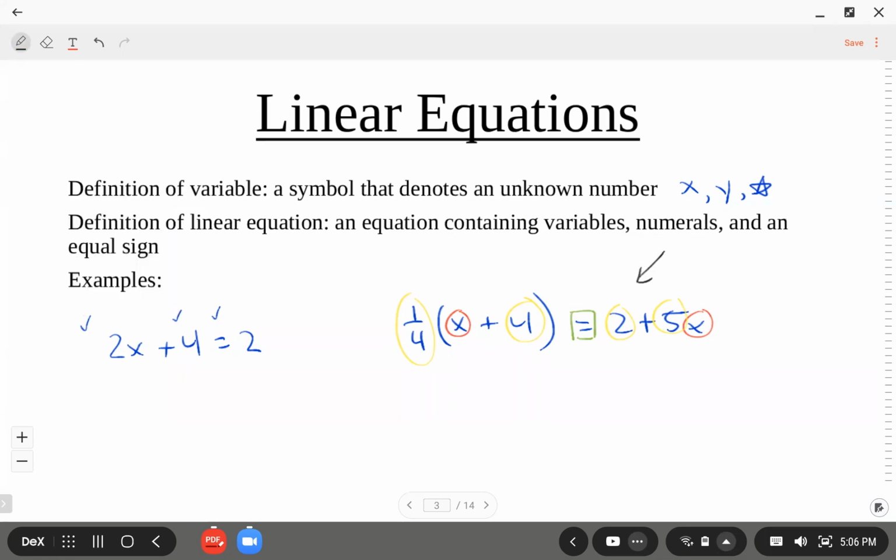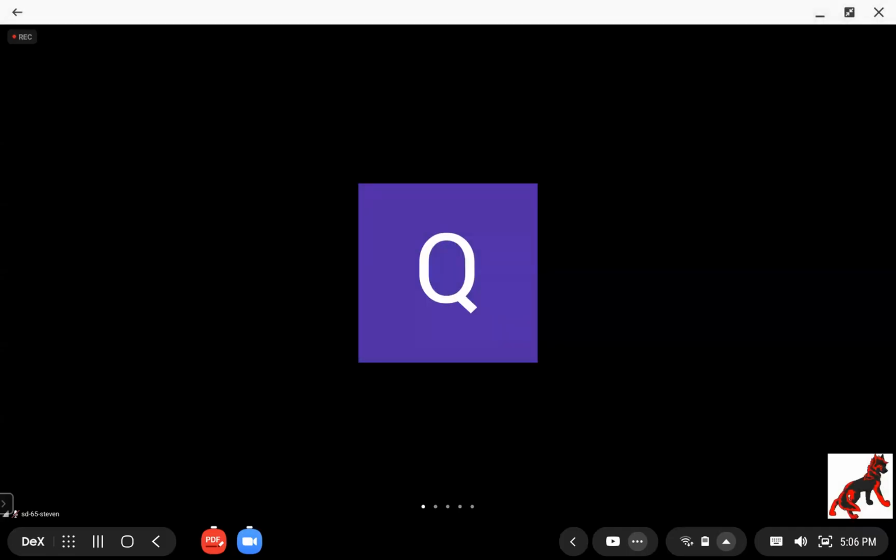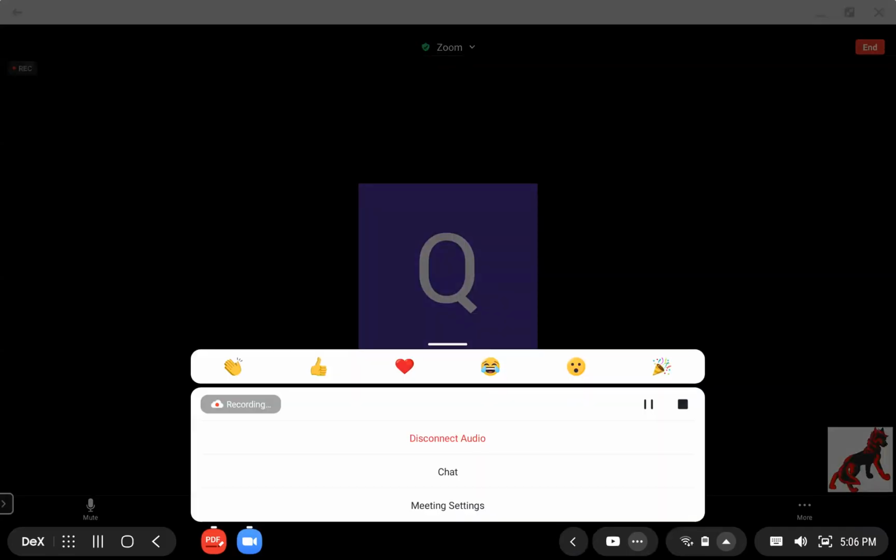Now that I've given a few examples and gone over the definition, could you please come up with some examples of linear equations yourselves? Please put them in the chat.